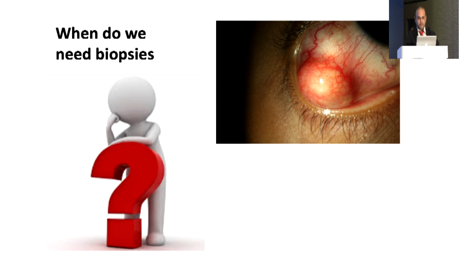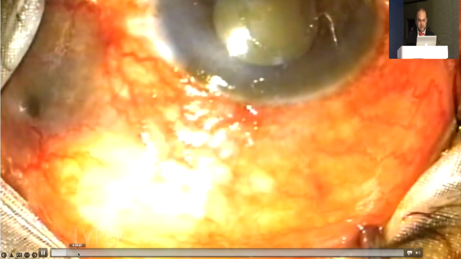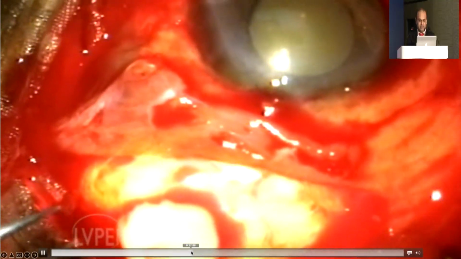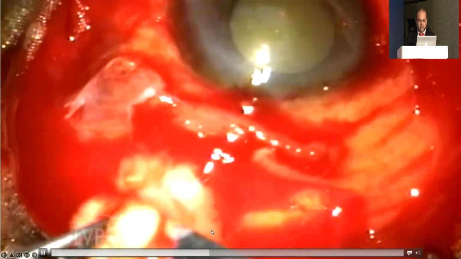So like I said, when do we actually need biopsies? We need them in these cases. So this was one more case. This was a patient who had multiple lobulated scleral abscesses, discontiguous lesions, and areas of resolved scleral abscess. We did a scleral deroofing initially, and after you have done that, you can easily go ahead and take a biopsy from these areas. And this biopsy can then be sent for microbiology. This was the pus that we got from this patient. The sample can be easily taken and then sent subsequently.